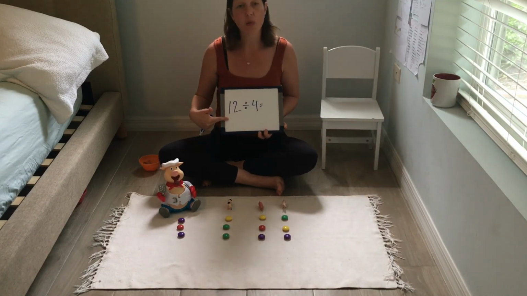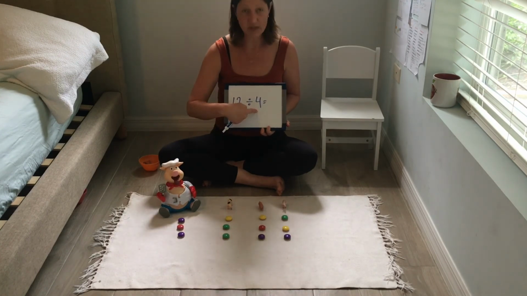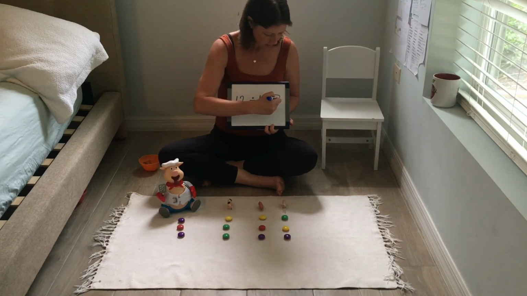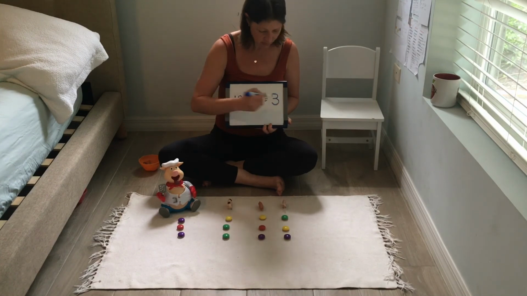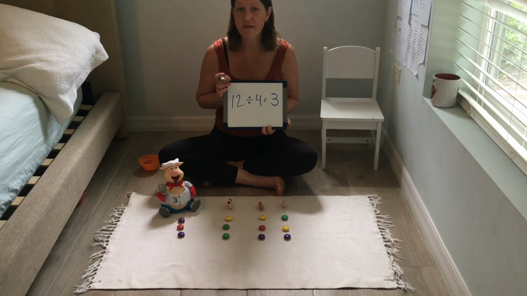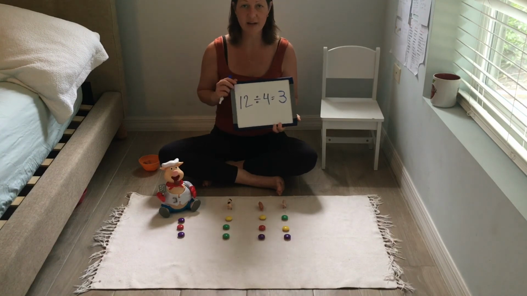We started with the 12 cookies that Pierre baked, and we divided them between Pierre and his friends. That was 4 pigs, and each pig ended up with 3 cookies. So since every pig ended up with the same quantity of cookies, we know that we've shared the cookies that Pierre baked fairly. 12 divided by 4 equals 3.